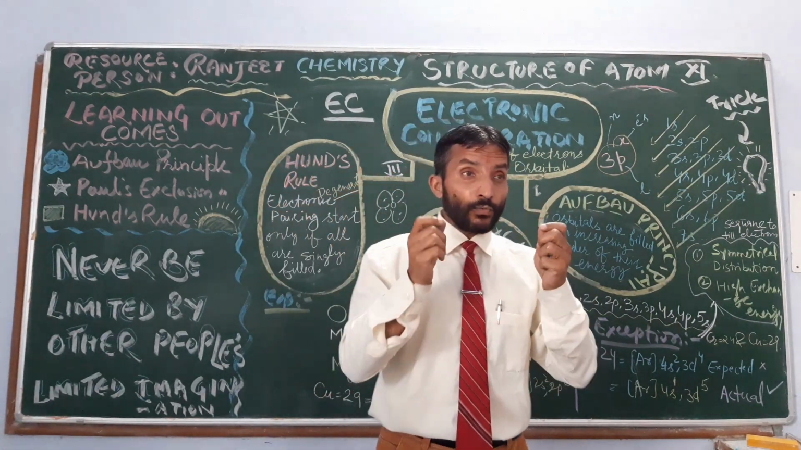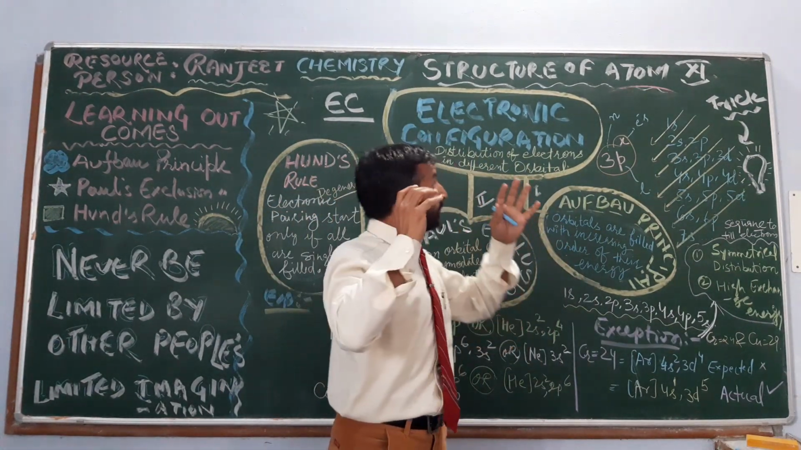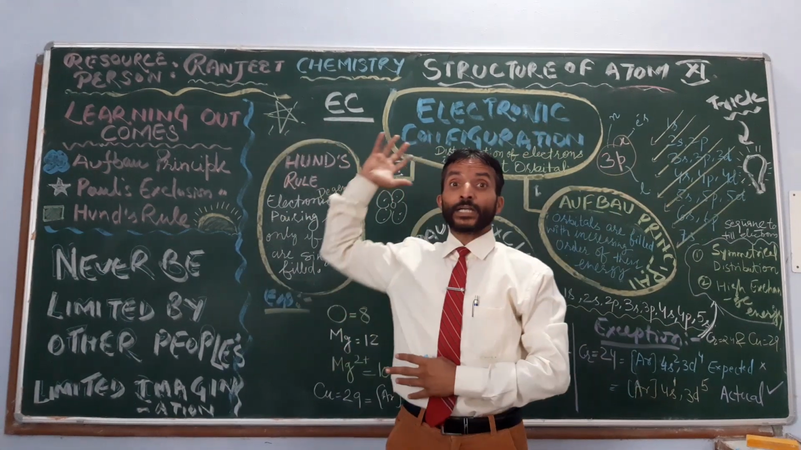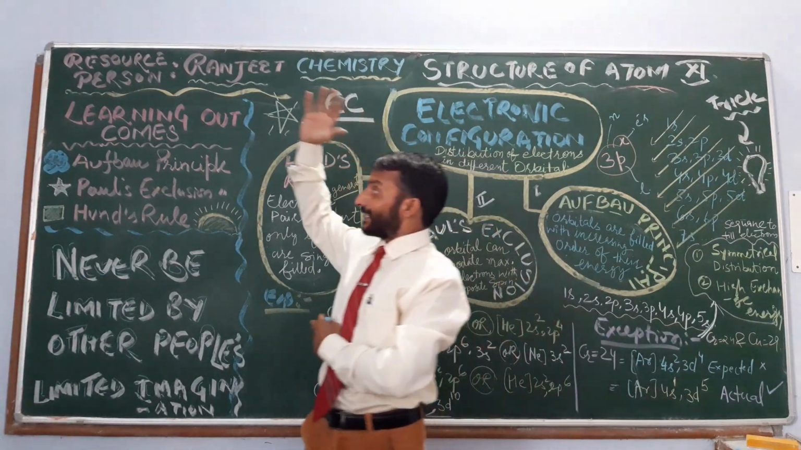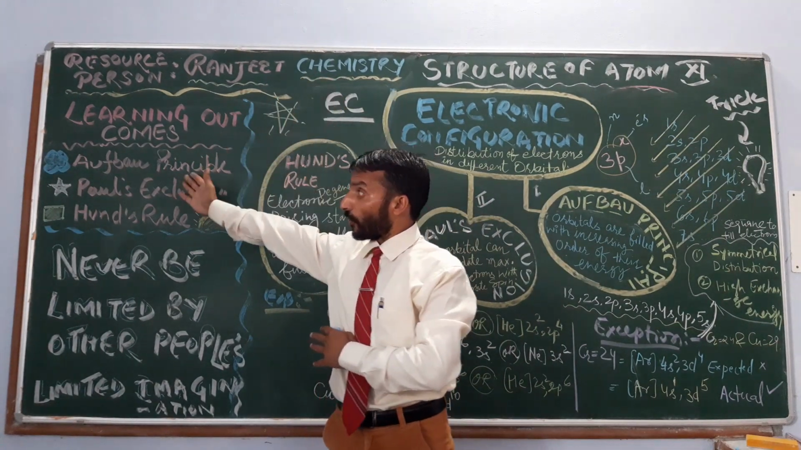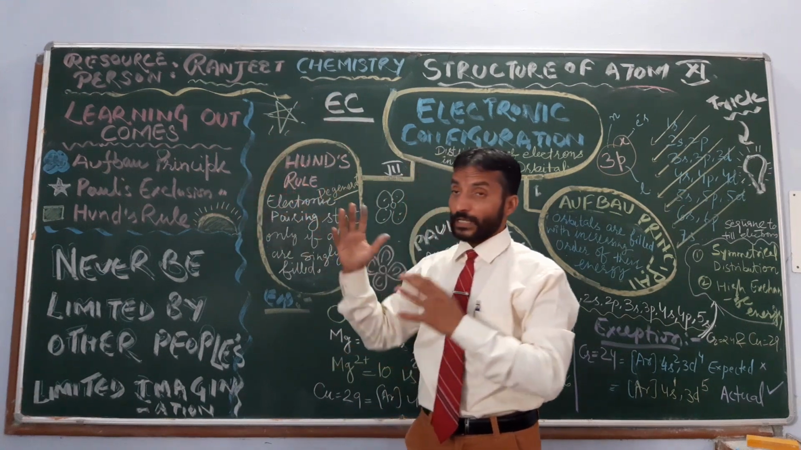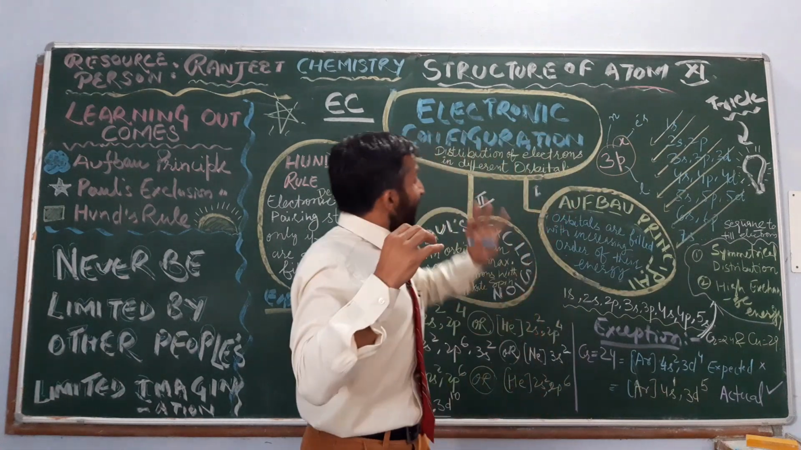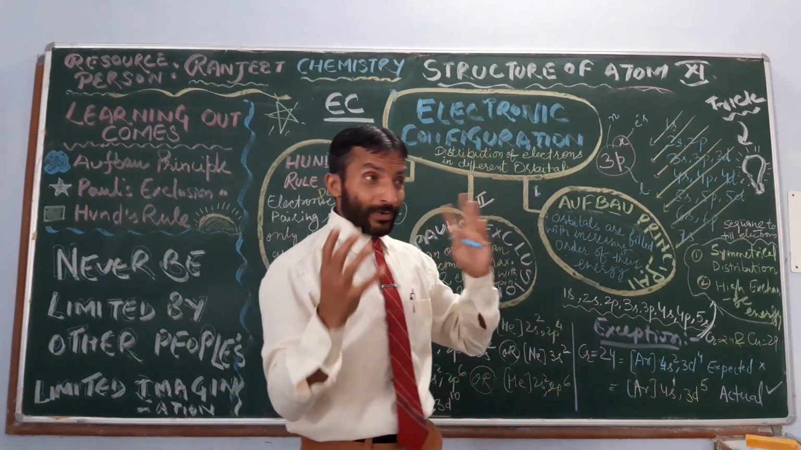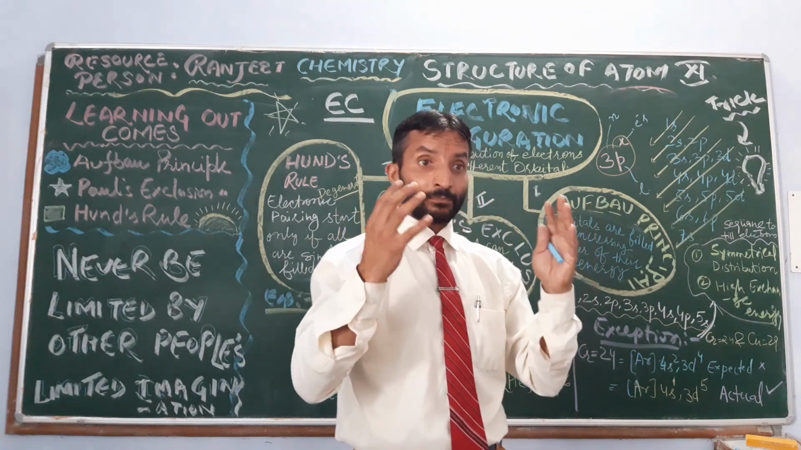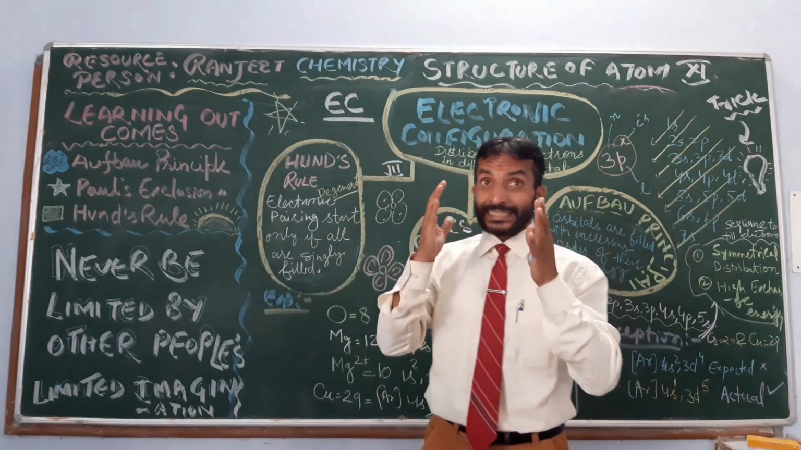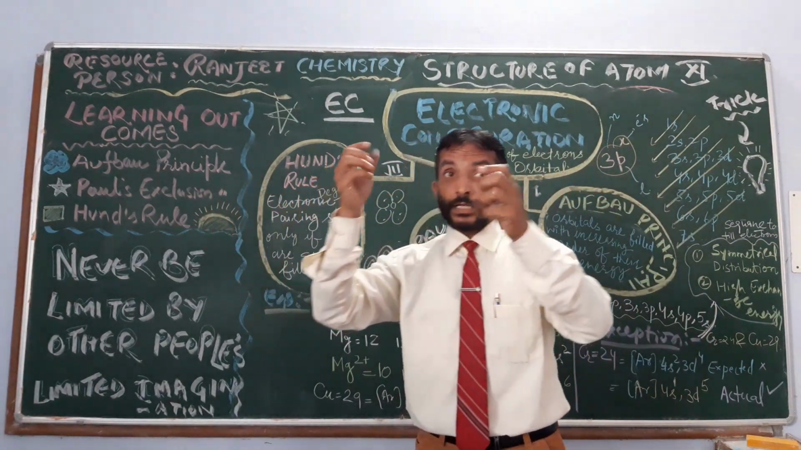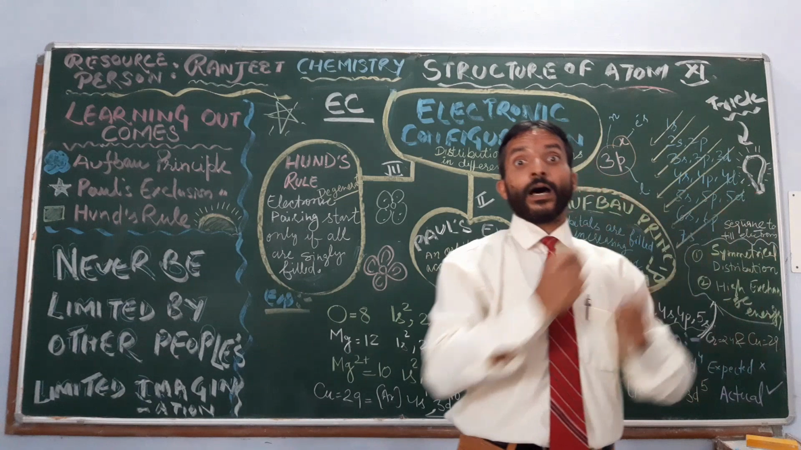Today we will discuss a very interesting and important topic of the structure of atom. It is electronic configuration. Other than this, the learning outcomes will be the Aufbau principle, Pauli's exclusion principle and Hund's rule of maximum multiplicity. Yes, electronic configuration. What is it? How is it defined? Dear learner, this is defined as the distribution of electrons in different orbitals in an atom.